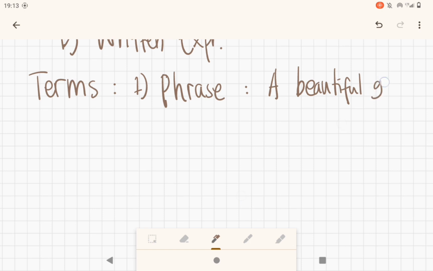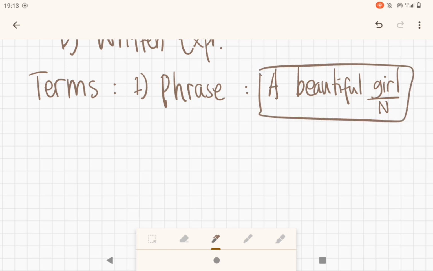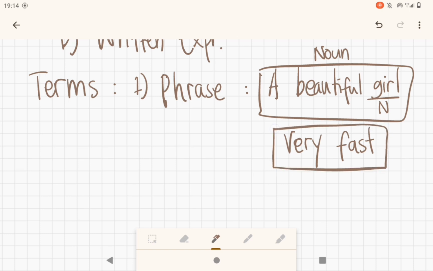a beautiful girl. Since the last word is a noun, it means that a beautiful girl is a noun phrase. This is a noun, but it consists of three words: a, beautiful, and girl. This is called a phrase. Then there is the adjective phrase, for example, very fast or so beautiful. It's also an adjective phrase. Okay, this is a phrase, and there is also a verb phrase. Maybe further we can talk about it.